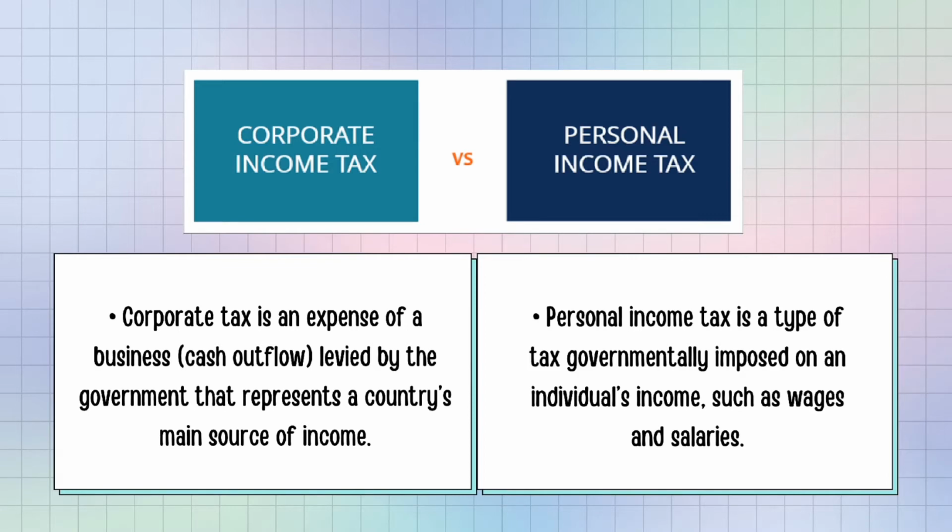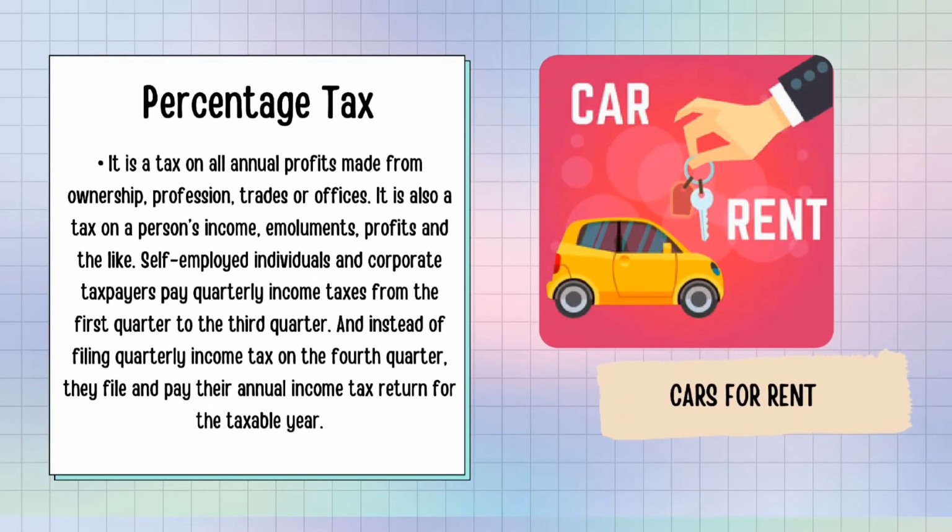Second, personal income tax is a type of tax governmentally imposed on an individual's income, such as wages and salaries. Personal income tax means that it is a type of tax imposed on persons' income from their salaries and wages and is being deducted by BIR.